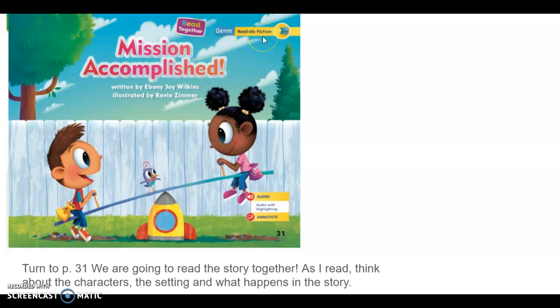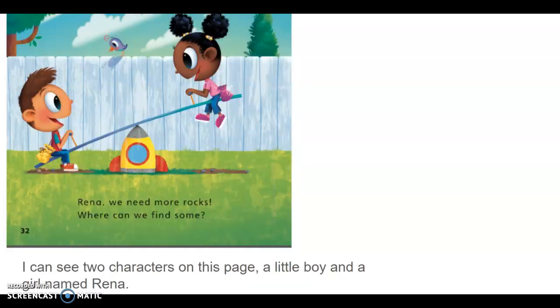Our genre is realistic fiction. The author who wrote the story is Ebony Joy Wilkins. Illustrated by Kevin Zimmer. The author writes the words and the illustrator draws the pictures. So it says turn to page 31. We're going to read the story together. As I read, think about the characters, the setting, and what happens in the story.